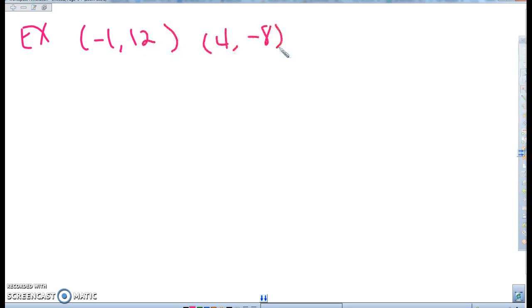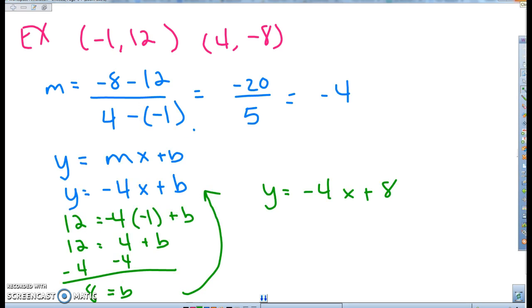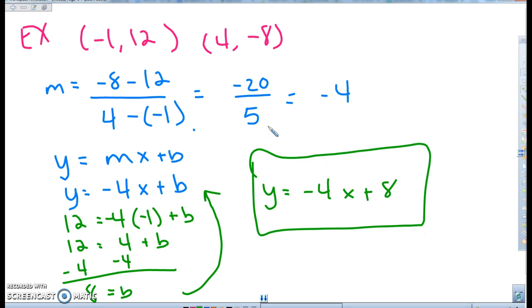I'm going to let you try this third one completely on your own. The 2 points are negative 1 comma 12 and 4 comma negative 8. So go ahead and try that. So you should have gotten y equals negative 4x plus 8 for your final answer. Go ahead and take a look at my work if you did not, or if you got lost somewhere and you need to figure out what I did or where I went with that.